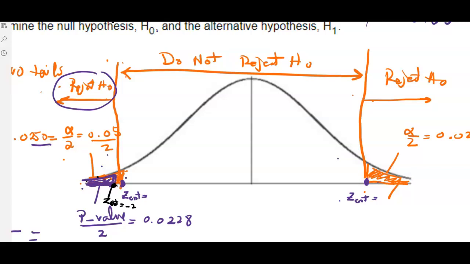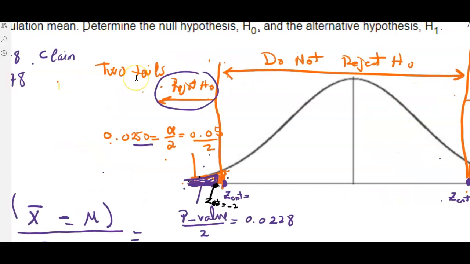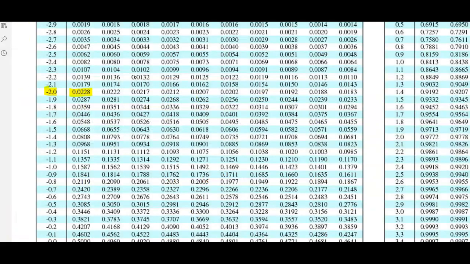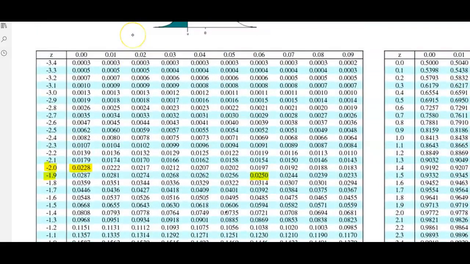So now, how can I get the value over this one? Do you remember the alpha over 2, the red area? This red area here is equal to 0.0250. So what we need to do is go to the table and look for 0.0250 as a value. And 0.0250 is right here. If I read it, it is minus 1.9 and on top is 6. So it is 1.96.